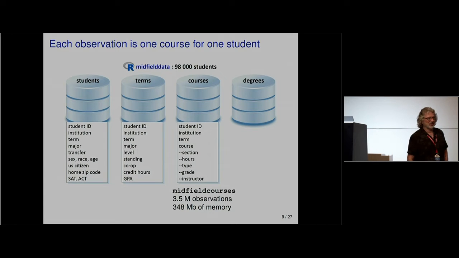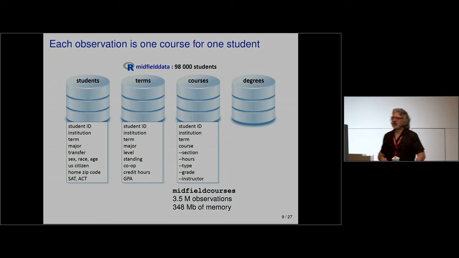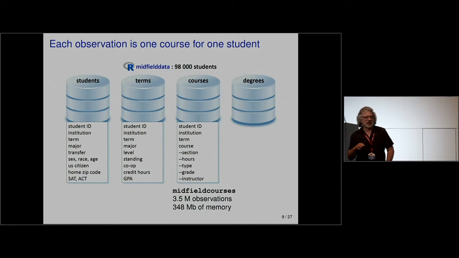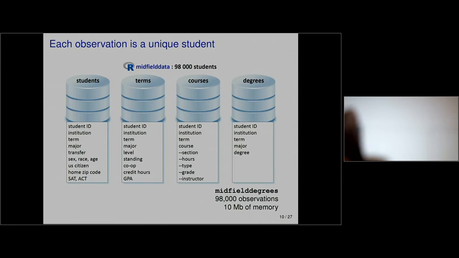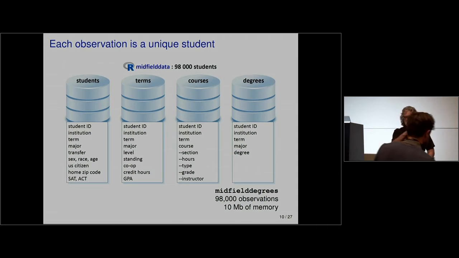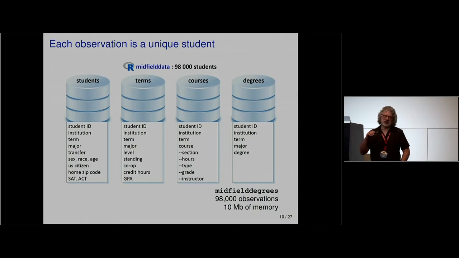This package that contains the data sets is hosted on GitHub, in what's called a drat repository, which allows the Midfield R package to access it, and Midfield R then can be accepted on CRAN. It's not yet, but it should be soon. And then we have degrees. This is the degree information for the same 98,000 students. These 4 data sets, it's 1 data package.